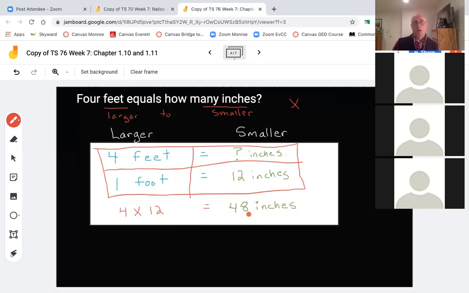So those are 2 examples showing you how to convert larger units of measurement to smaller units of measurement, okay? And so that could be grams to milligrams, it could be miles to feet, or it could be any number of things, okay?